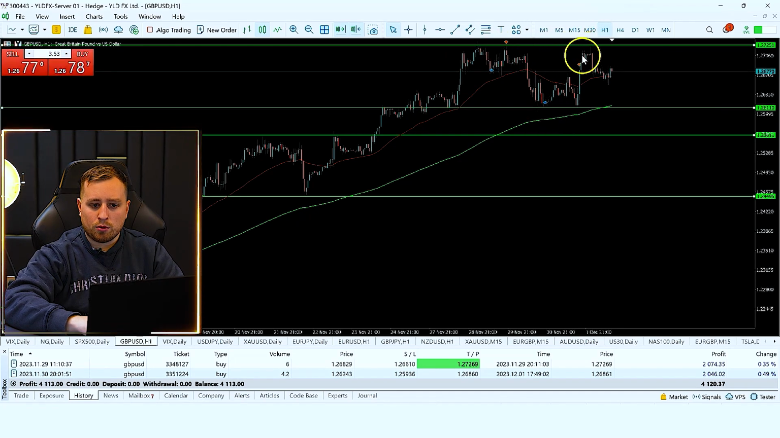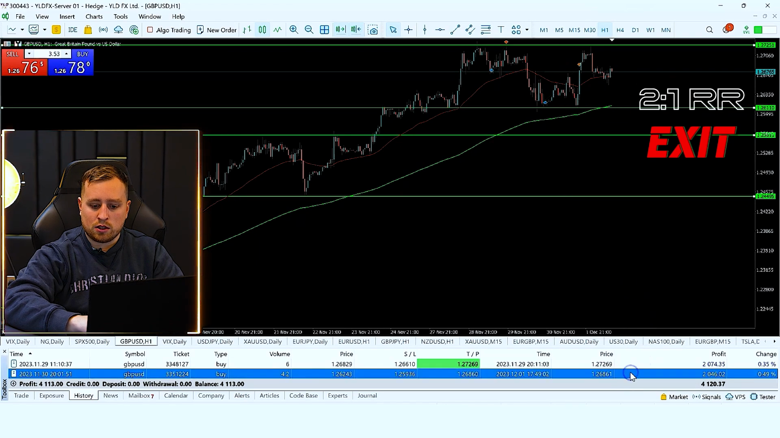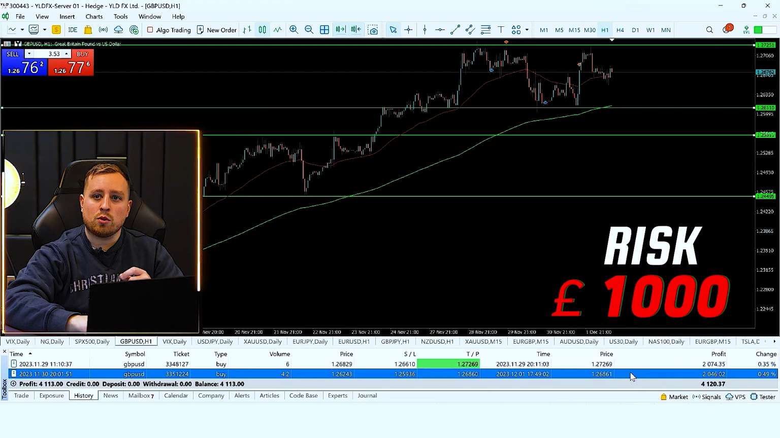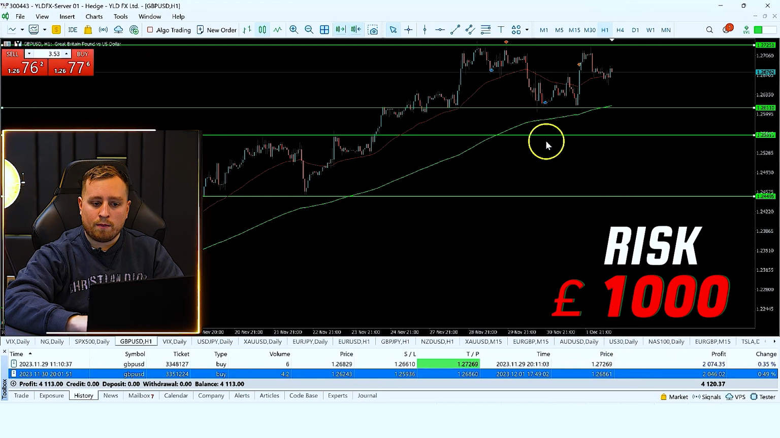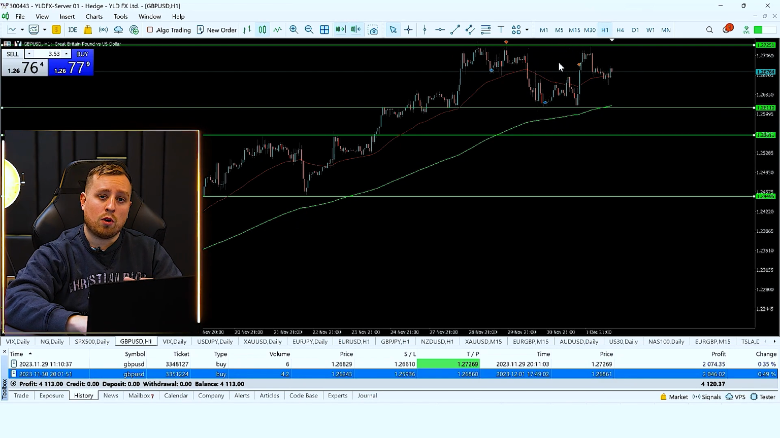And guess what? Price goes up, touches the previous high, stalls and sells off. For me, I exited here with a 2-to-1. You can see that I achieved a £2,000 profit on this trade from a £1,000 risk. So that gave me a 2-to-1. With my stop loss and placement, I only needed it to achieve this level, which was just before the previous consolidation, to be able to get out at my 2-to-1.